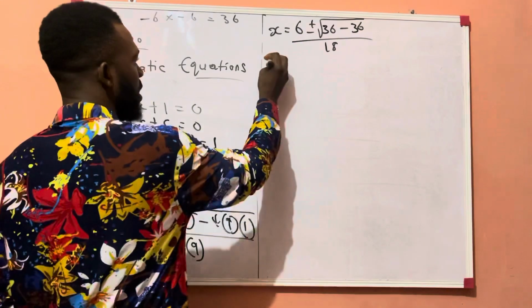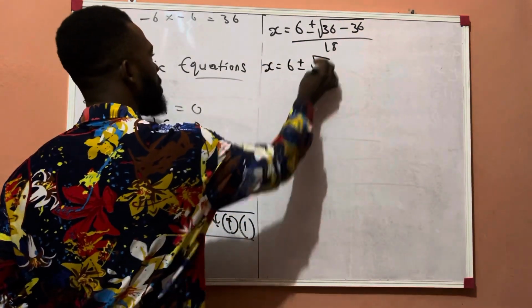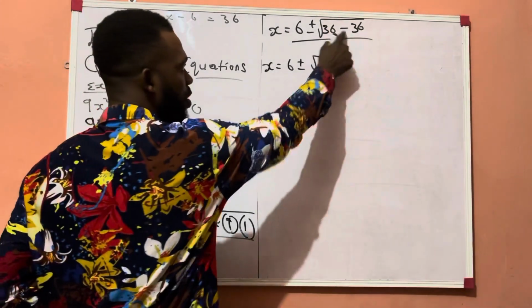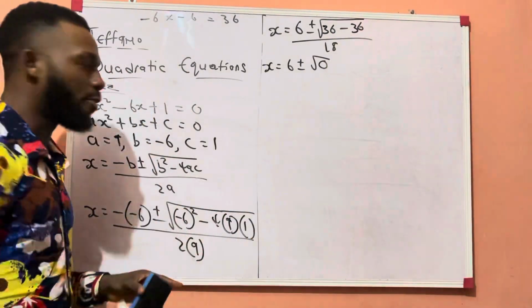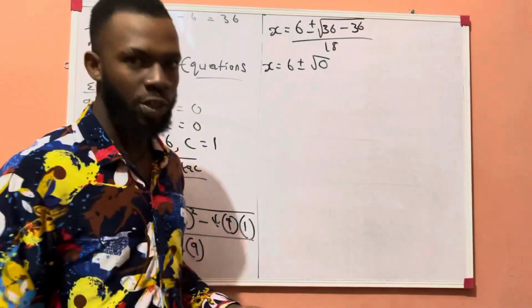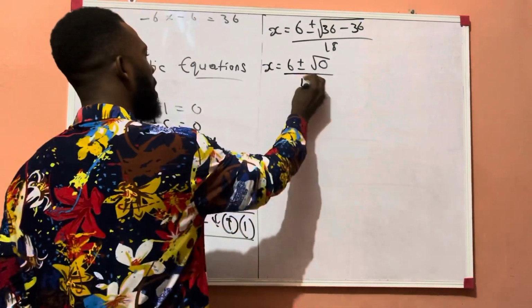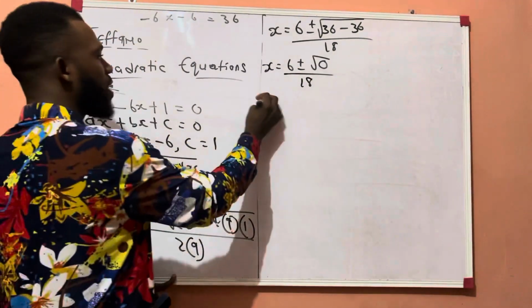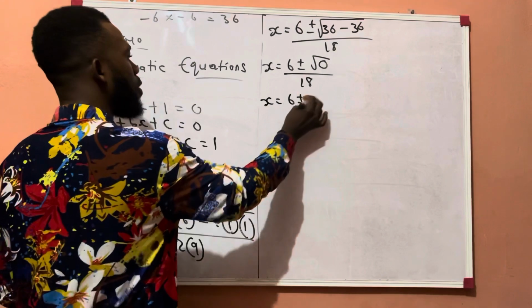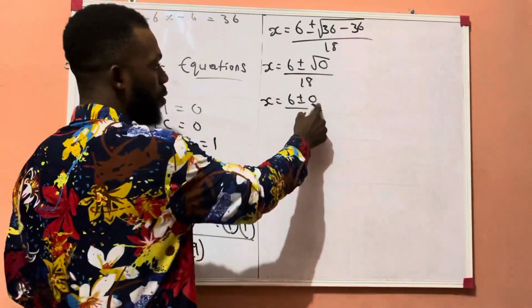Okay, let us proceed. X is equal to 6 plus or minus square root of 0. How did I get 0? 36 minus 36 is 0. Mind you, it is not always 0 that is the value here. It just depends on the question that you are solving. Okay, without wasting time, all over 18. Now, x becomes 6 plus or minus 0 over 18. Why? Because the square root of 0 is 0.